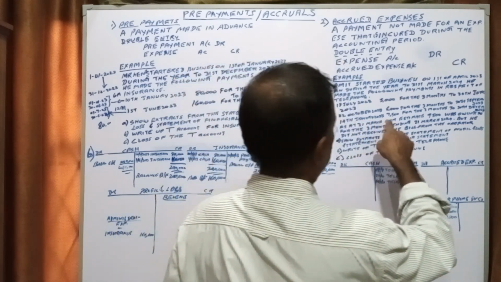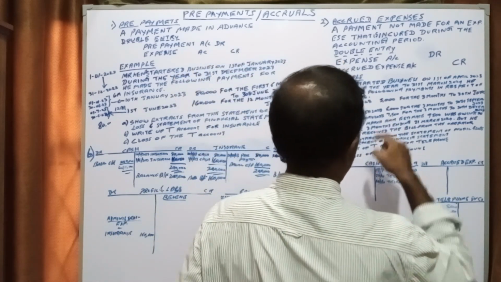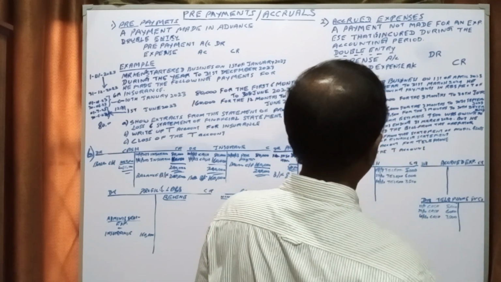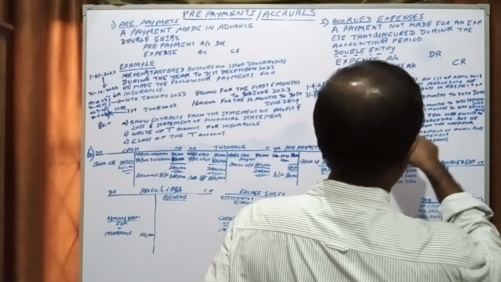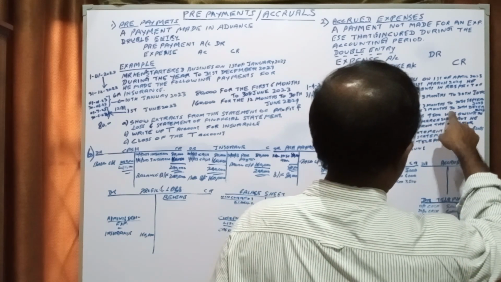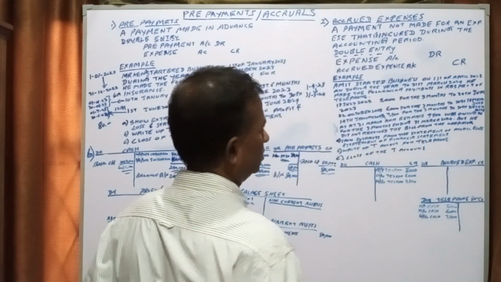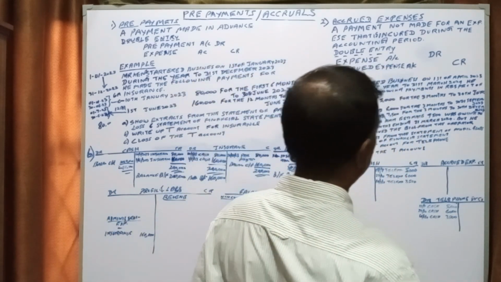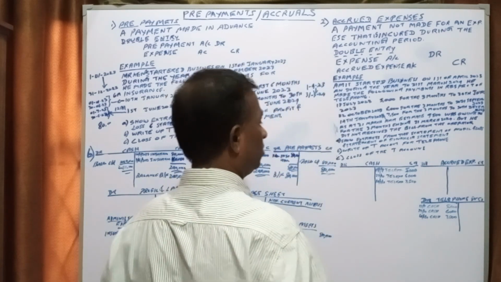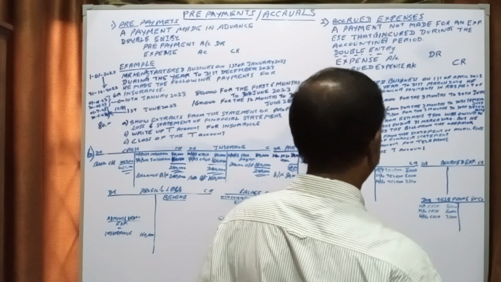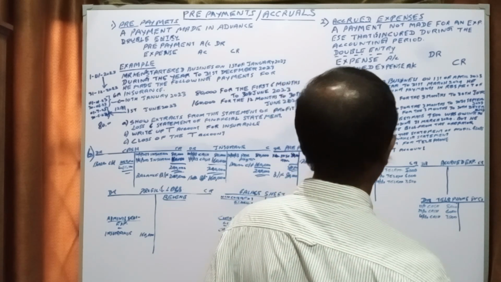14th January 2024, 7,500 for the 3 months to December: September, October, November, December. For those 3 months, he had paid in January.